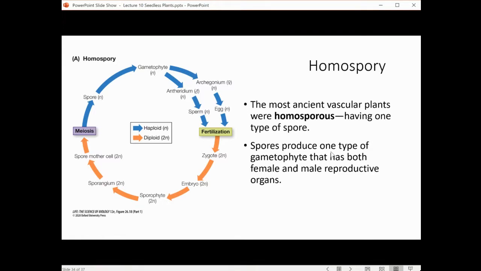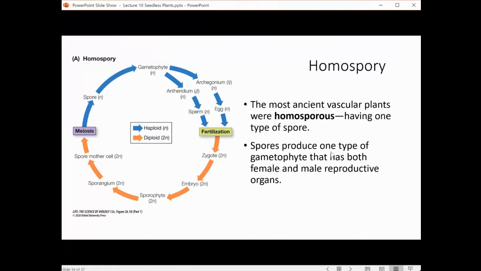Okay. All right. So let's talk about homospory. And of course, if there's homo something, there's going to be hetero something. So there's homospory and there's heterospory. Okay. So the most ancient vascular plants were homosporous, right?